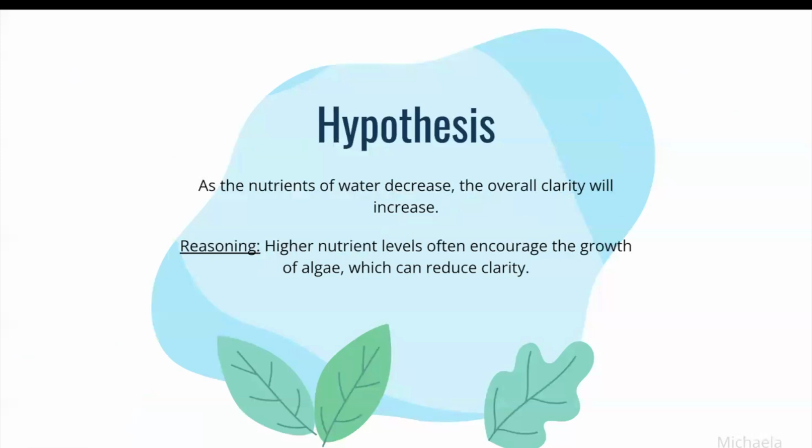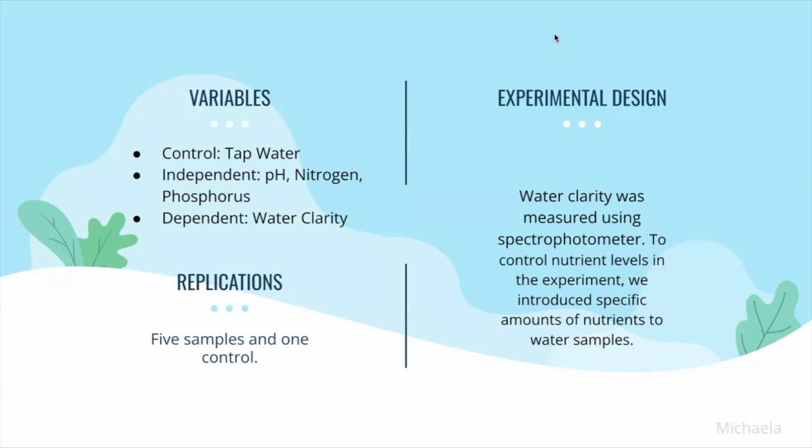Our hypothesis was that as the nutrients of the water decrease, the overall clarity will increase. Our reasoning behind this was that just as higher nutrient levels often encourage the growth of algae, it reduces clarity. That's because of the eutrophication. So again, that sunlight can't reach those organisms and they can't clear up the water and there's not oxygen and it just kind of becomes a really toxic environment for a lot of animals and organisms in those bodies of water. Here is just a little bit of our experimental design.